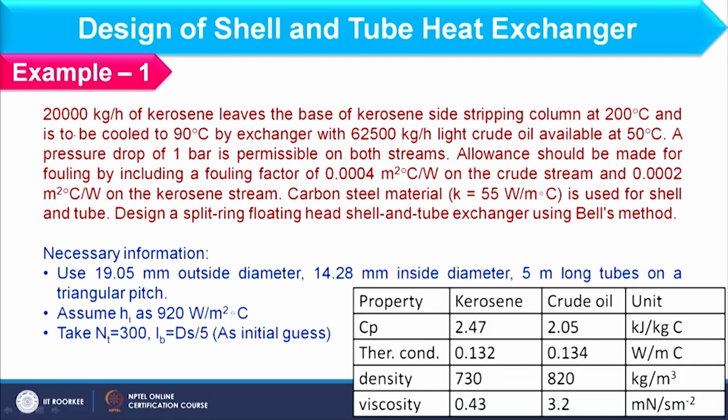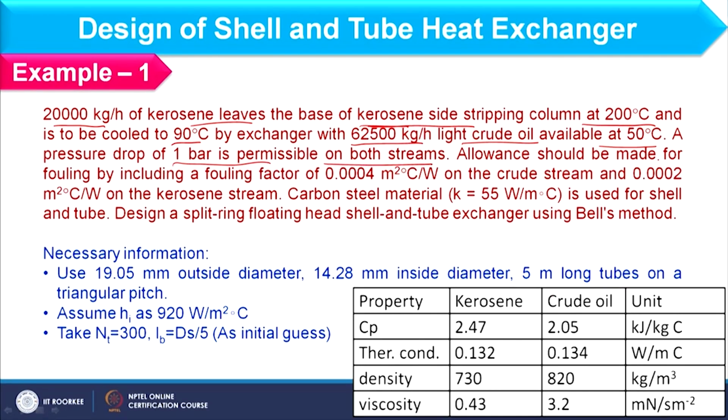So here I have example 1, and in this example we have 20,000 kg per hour of kerosene which exits the base of a kerosene side stripping column at 200 degree Celsius and is to be cooled to 90 degree by exchanging heat with 62,500 kg per hour of light crude oil which is available at 50 degree Celsius. A pressure drop of 1 bar is permissible on both streams.